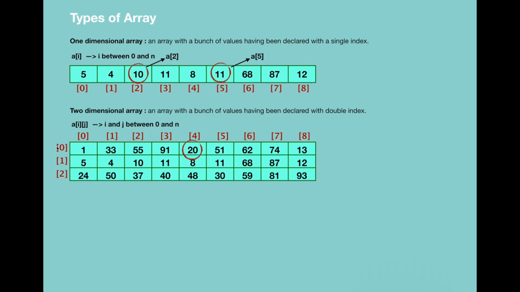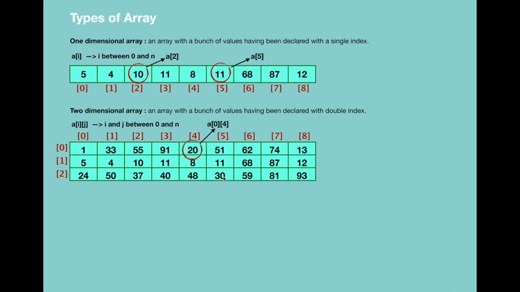We see that the row index here is 0. Then we look at the column. The column index is 4, which means that to access this element over here, we need to write something like this: A[0][4]. Here 0 is the index of the row and 4 is the index of the column.